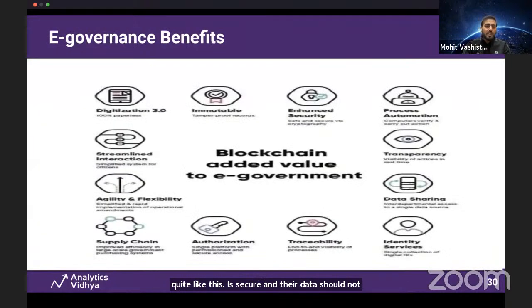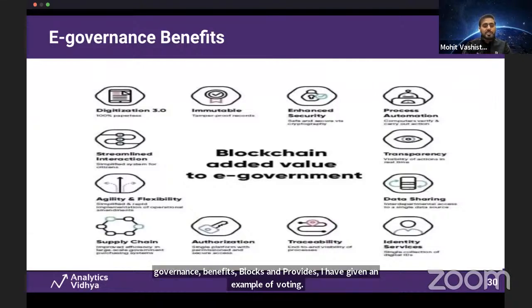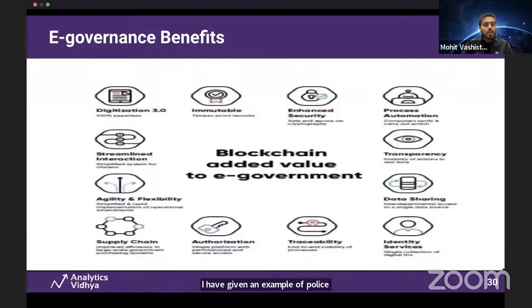Then there are a lot of e-governance benefits blockchain provides. I have given the example of voting and the example of police complaints. So in an ecosystem which is democratic, you get a lot of use cases out of blockchain, because it is a transparent store of records. There you can simply verify whether a particular thing happened or a particular record was added or not. So it gives better transparency.